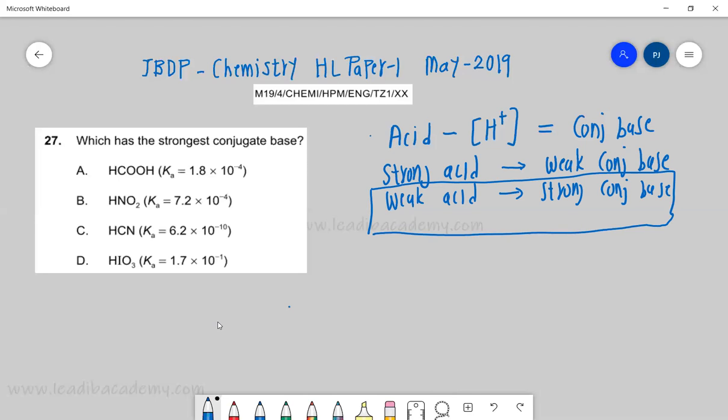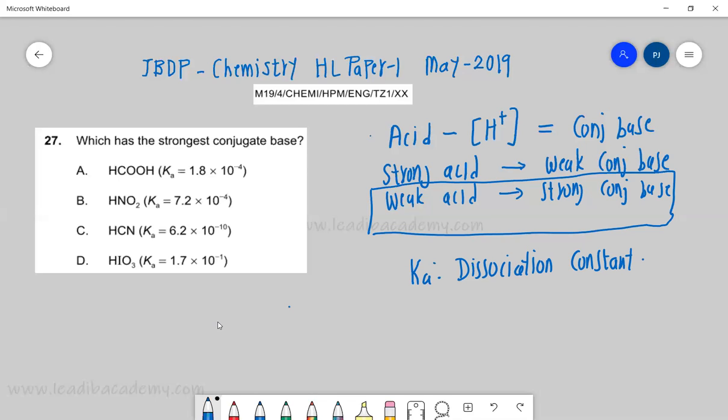So what concept can we use? How to decide which is a strong and which is a weak acid? There is a very, very simple, powerful tool called Ka, the dissociation constant of acids. The higher the dissociation constant, the stronger the acid. So we need to find the weak acid, that means the lowest Ka.